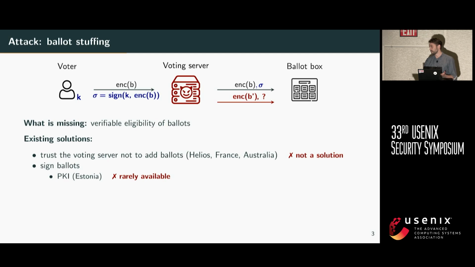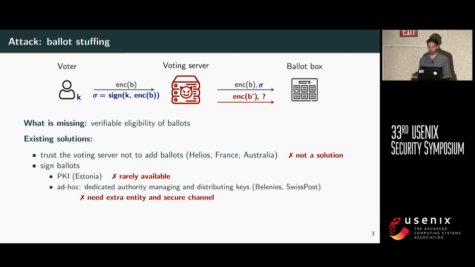But in many situations, there is no such public infrastructure that allows each voter to have a signing key. So most of the time, in voting systems that sign the ballots, there's the need to set up an extra entity that generates those keys and sends them to the voter. This comes at a significant cost and also requires this extra channel. Another issue of signing the ballots is that the signing scheme used might be broken in the future, meaning that the signatures which are published on the ballot box might leak some private information.